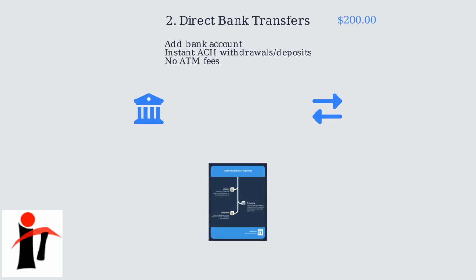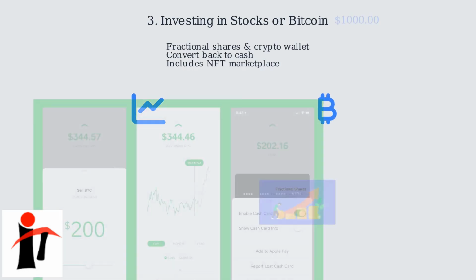Add a bank account to withdraw or deposit funds directly, avoiding ATM fees and supporting recurring payments like payroll. Verification uses micro deposits, and transfers now process in under 1 to 2 minutes via instant ACH. The third way is investing in stocks or Bitcoin.